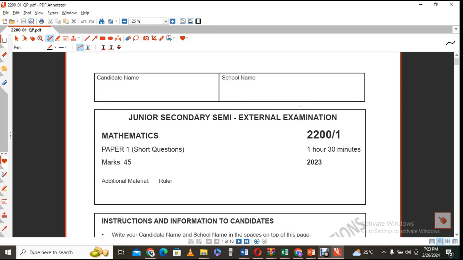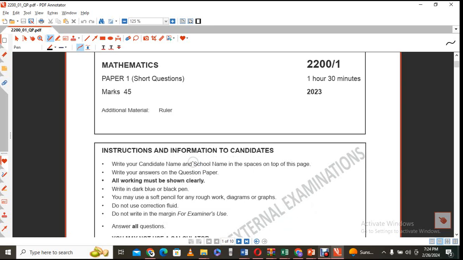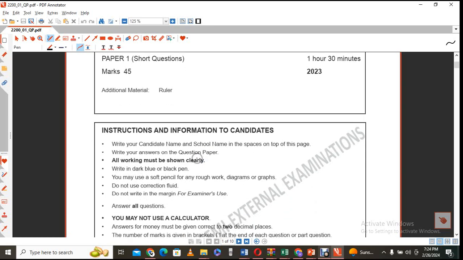This is the semi-external examination paper that was written last year, I think in November. So this is a non-calculator paper. You're not supposed to use a calculator when you are solving this. So I'm also going to go through this with you.